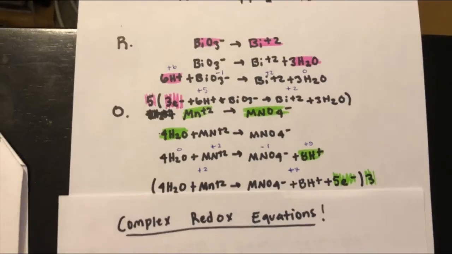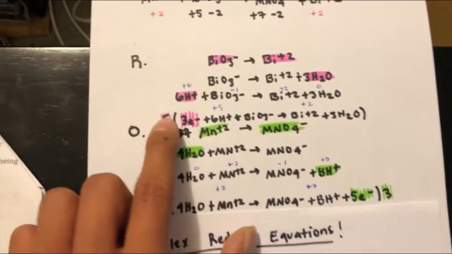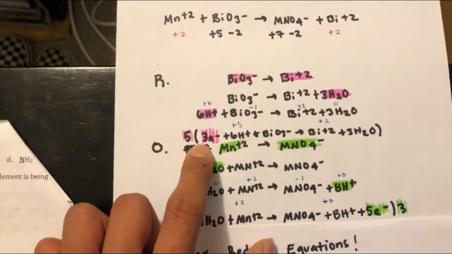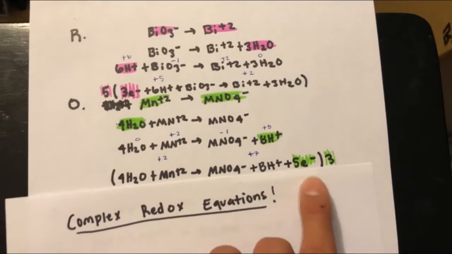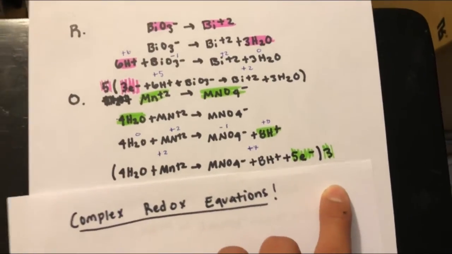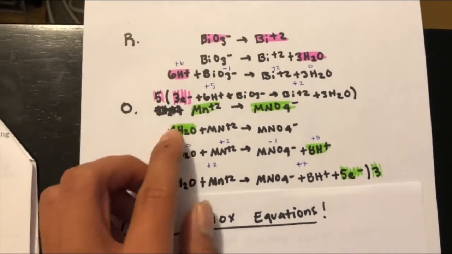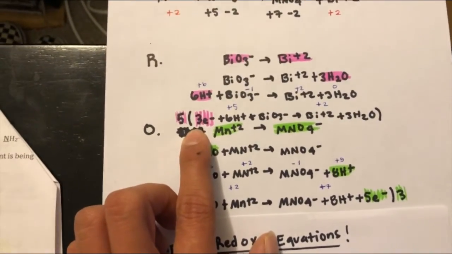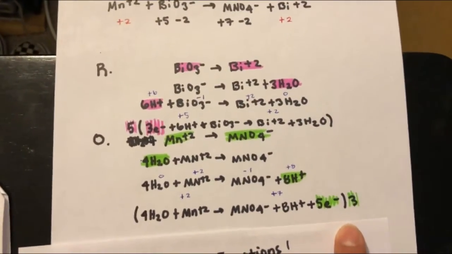So then our last step, we want to balance the electrons. As we notice in our reduction equation, we have 3E minus. In our oxidation equation, we have 5E minus. So you want to find your least common multiple. Our least common multiple of 3 and 5 is 15. So the reduction equation you want to multiply by 5, and the oxidation equation you want to multiply by 3.